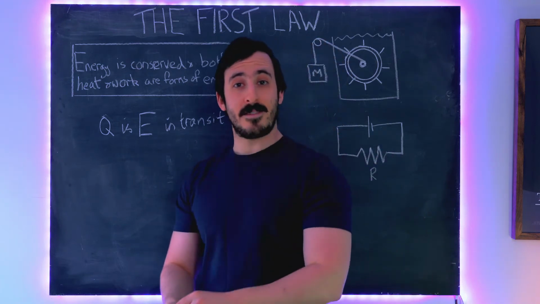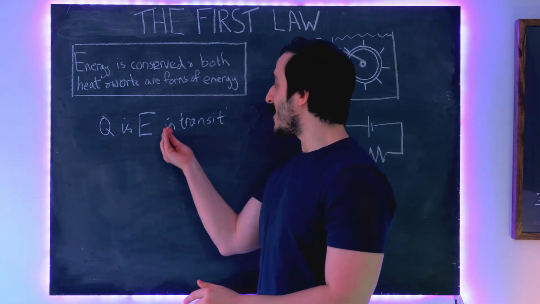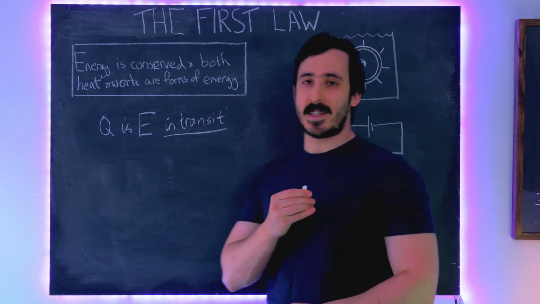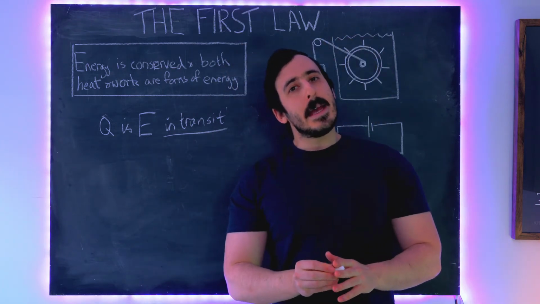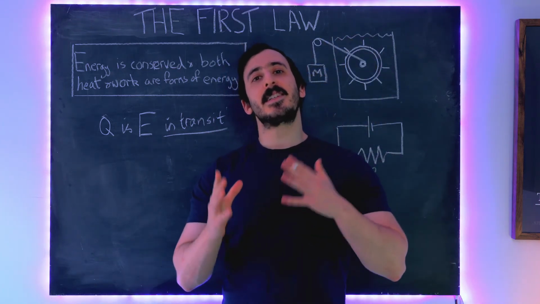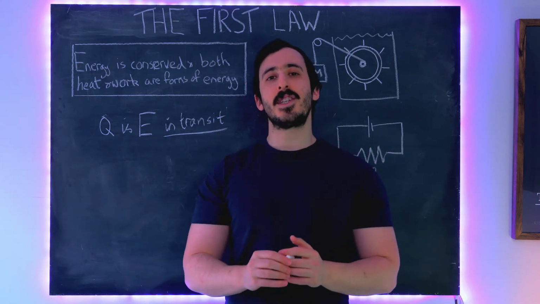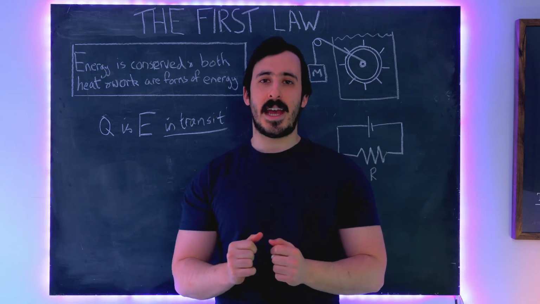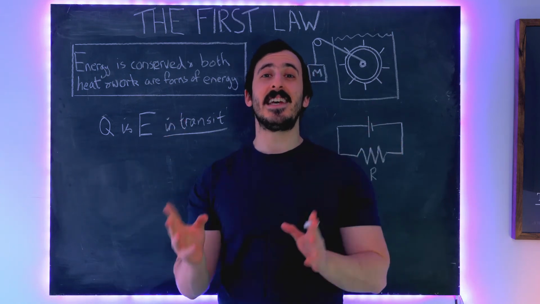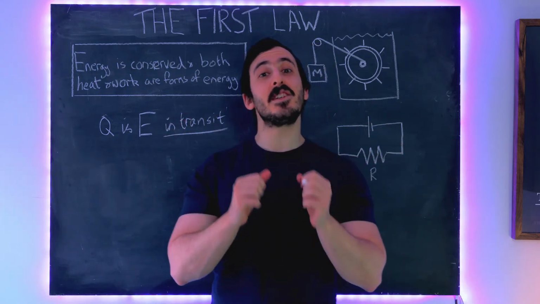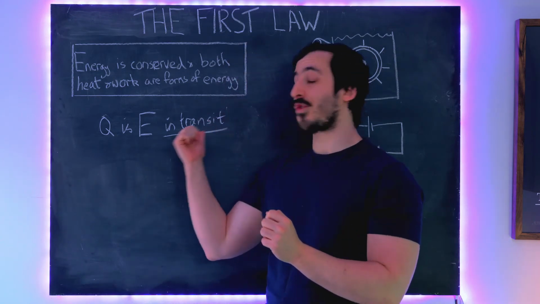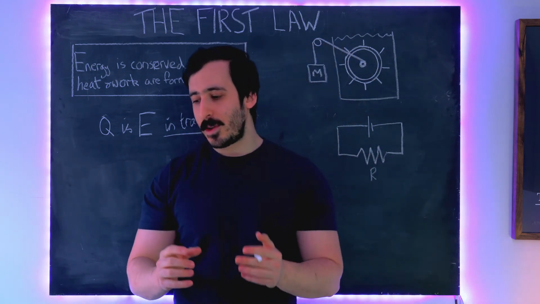The second point we have to make, just as important, is this line here, in transit. So it makes no sense to say some body contains X amount of heat. There is no gauge or scale which a body has which tells us how much heat is in that body. Heat only makes sense in transit. So let me give you an example.